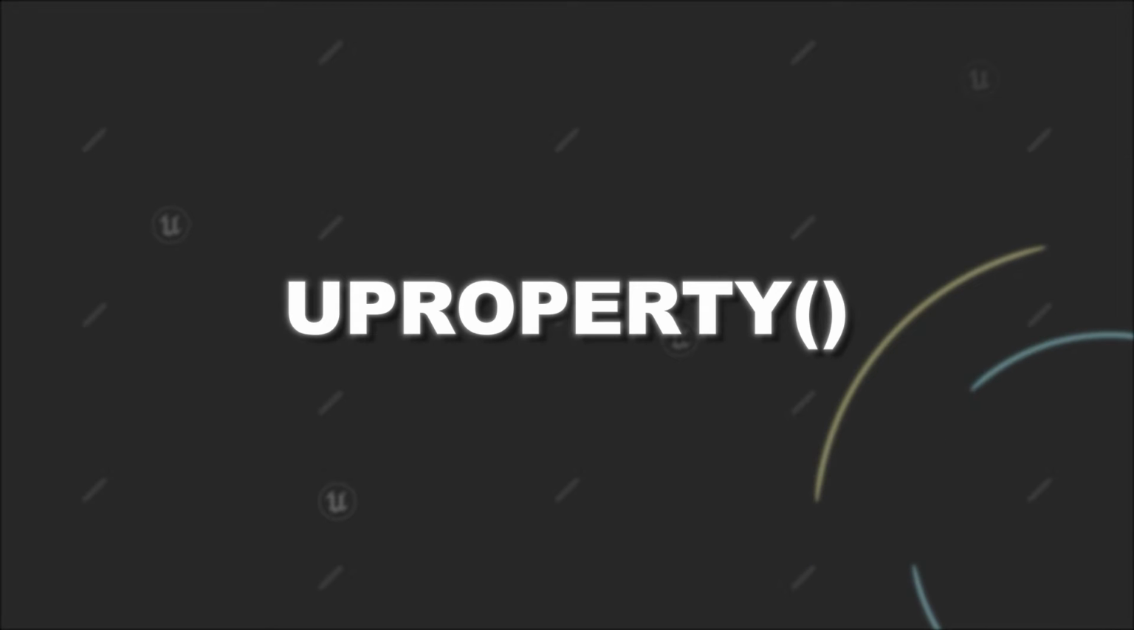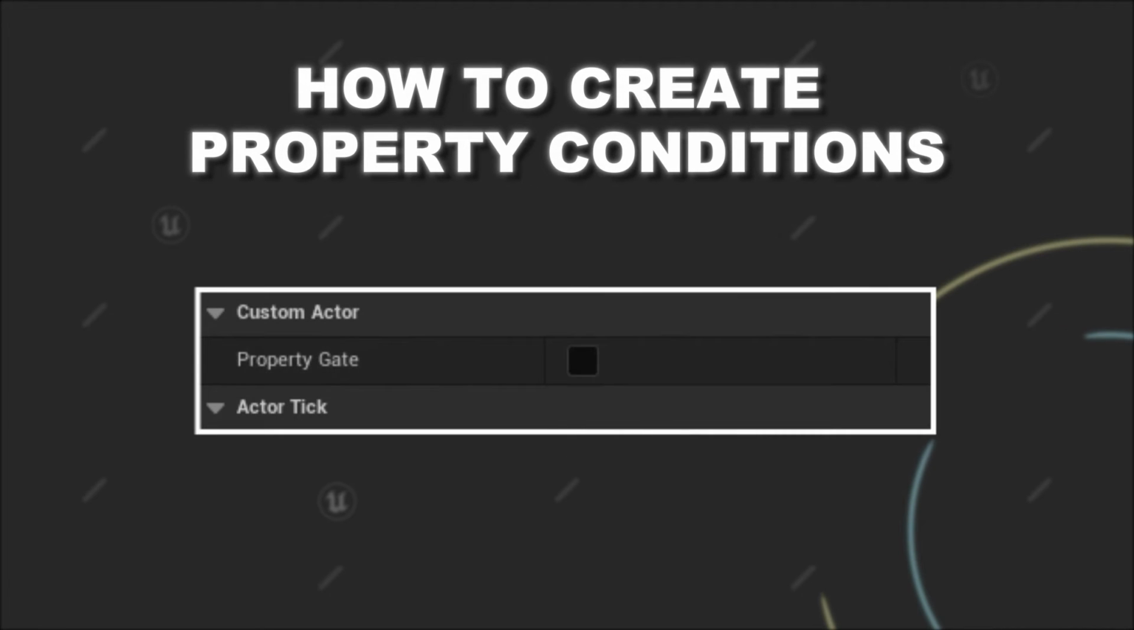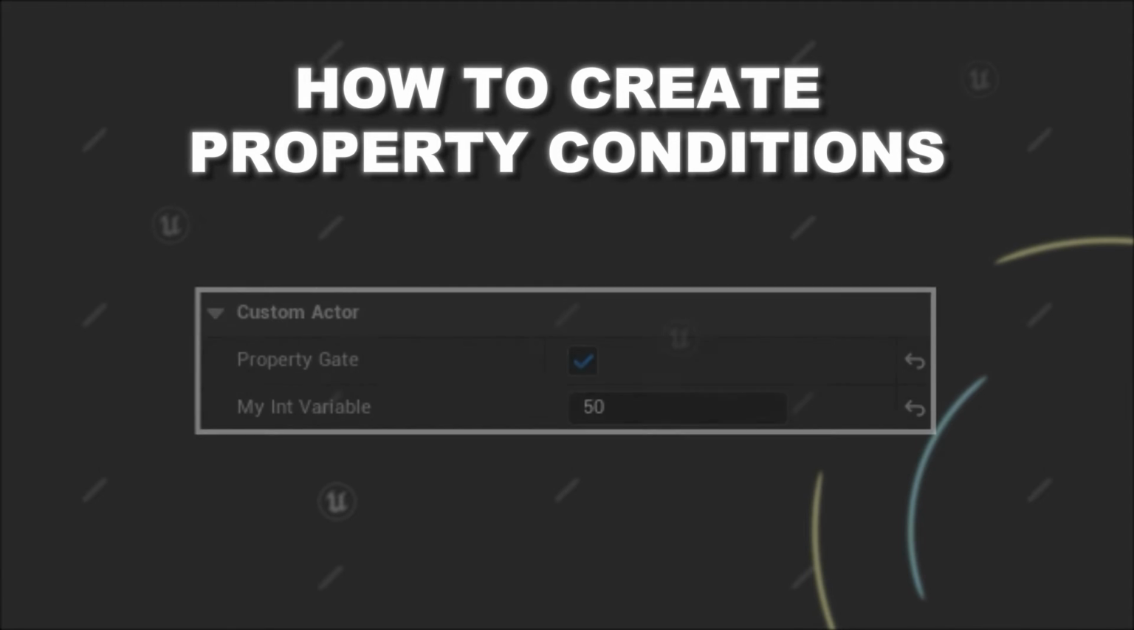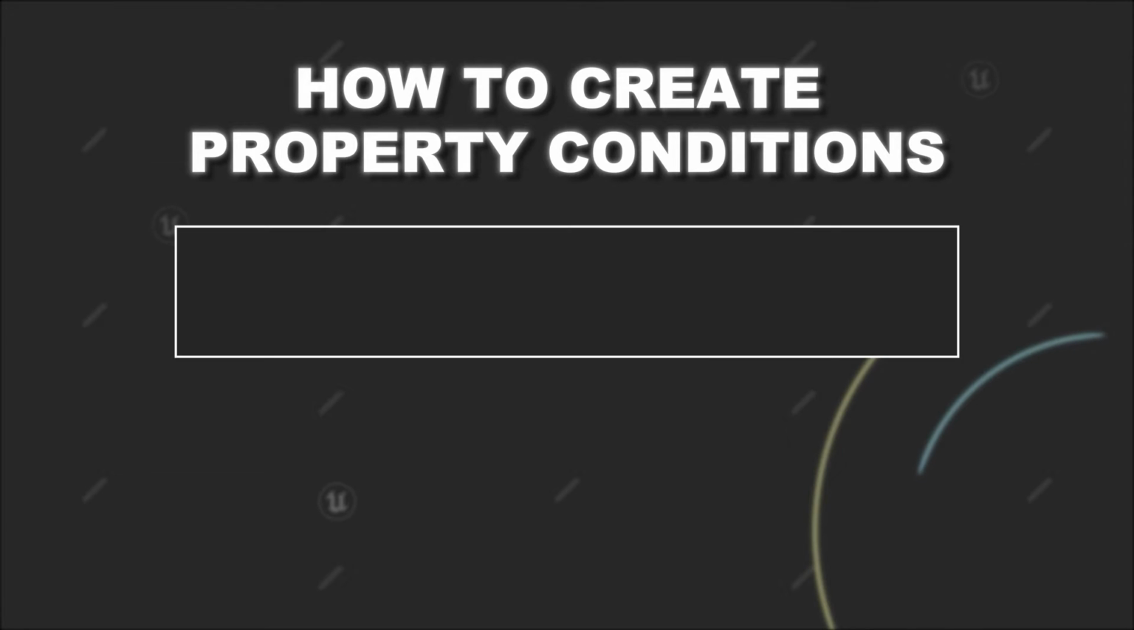Last time I introduced you to the UPROPERTY macro. Today we look further into that and see how we can create conditions to show and hide certain variables in the editor based on those conditions. This can be quite useful if the relevance of certain variables is linked to other ones. Let's start with a simple example first.